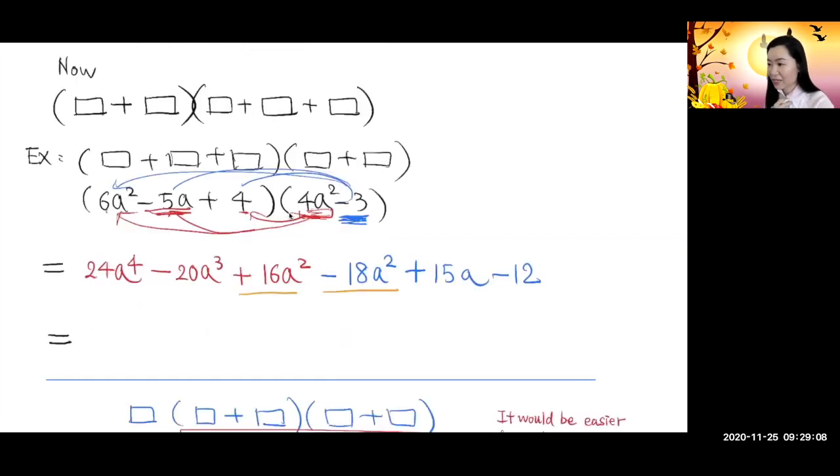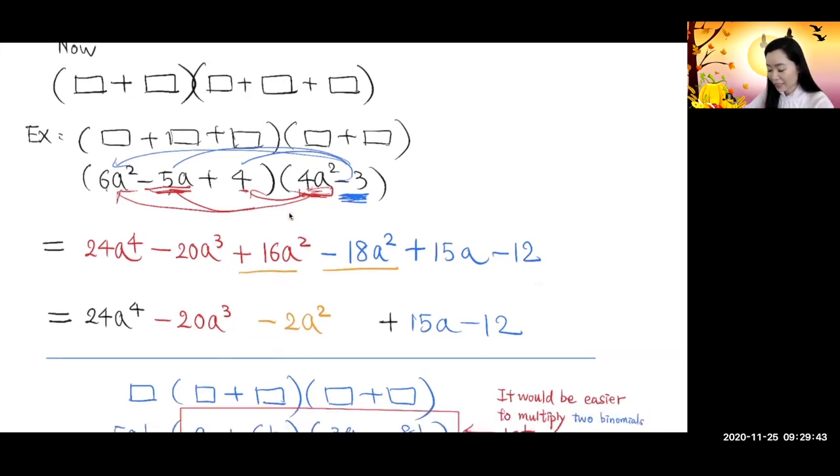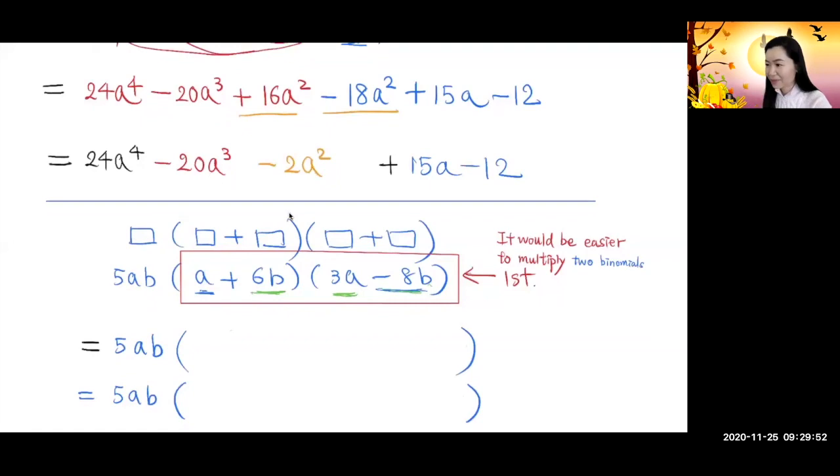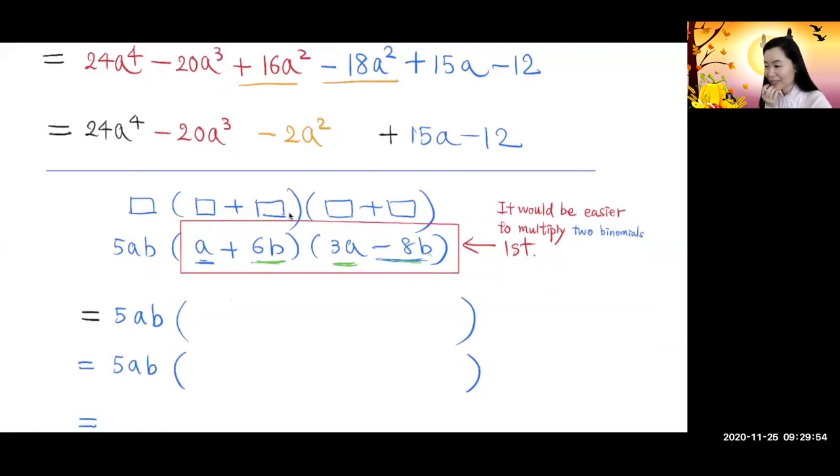After this, you just need to combine like terms. And you like to put them in order from the highest power of a to the lowest power of a. So this one has the highest power of a, so we put this one first. A to the 3rd power will be this, and then these two combine, you get negative 2a squared, and then 15a minus 12. Okay, are you guys good? Because I assume that you already have the notes. I might be going a little bit too fast.